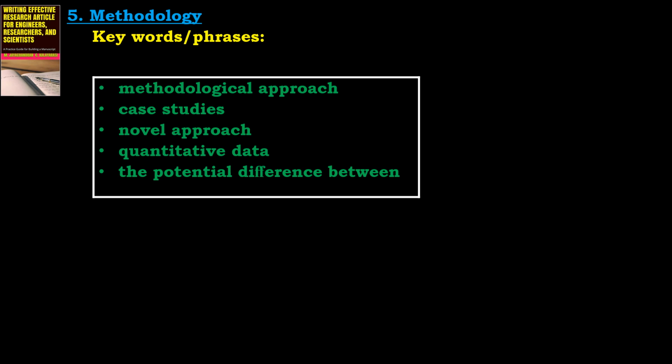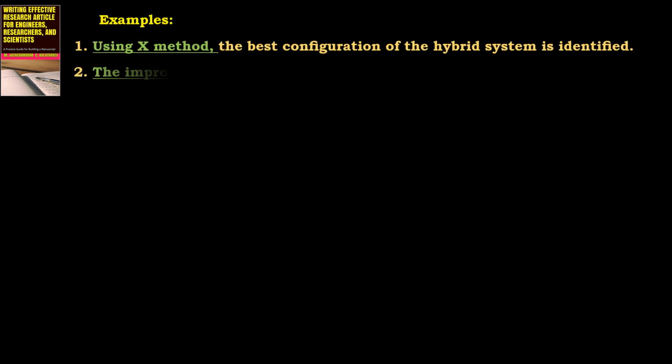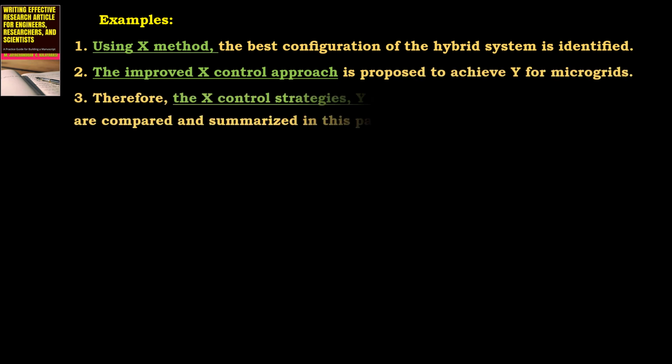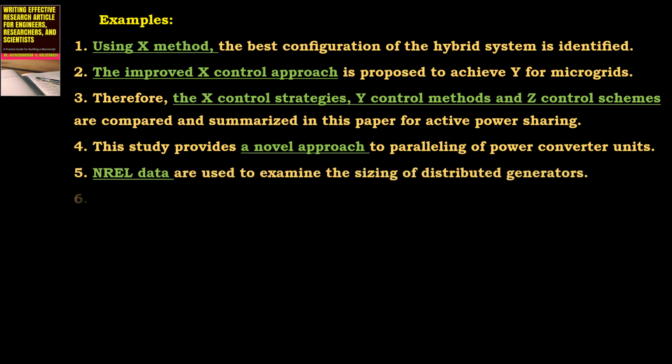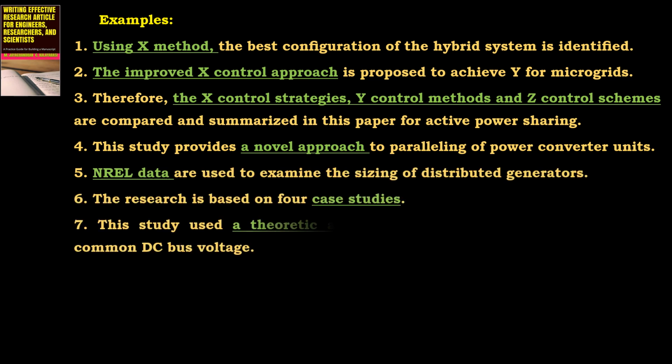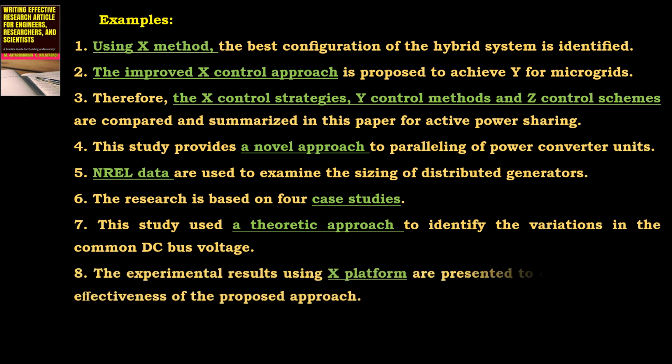Let us look at some examples where the keywords that represent the methodology are highlighted in green. 1. Using the X method, the best configuration of the hybrid system is identified. 2. The improved X control approach is proposed to achieve Y for microgrids. 3. Therefore, the X control strategies, Y control methods, and Z control schemes are compared and summarized in this paper for active power sharing. 4. This study provides a novel approach to paralleling of power converter units.